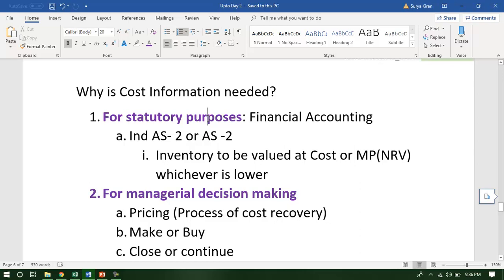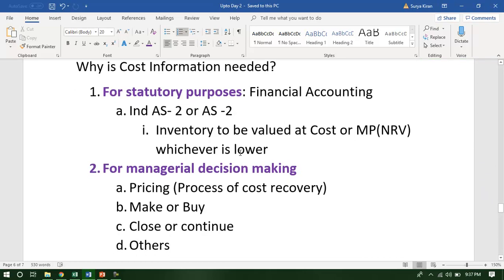So for the purpose of financial accounting, cost information is required to show the value of inventory, and to determine the value of inventory, we are required to follow Ind AS 2 or AS 2. But for the purpose of managerial decision making, it is not necessary that we follow AS 2 or Ind AS 2. The purpose for which the cost is required to be determined will tell us the method in which the cost is to be computed.